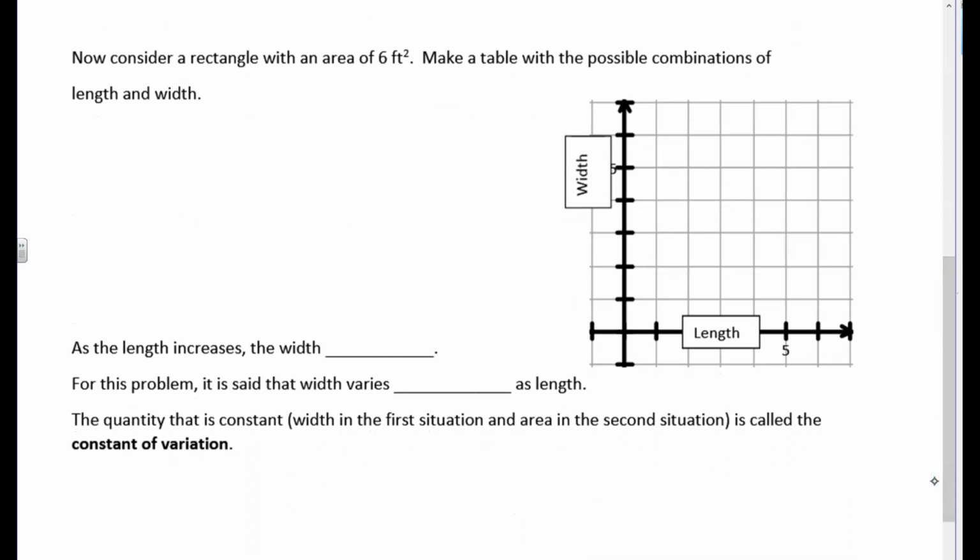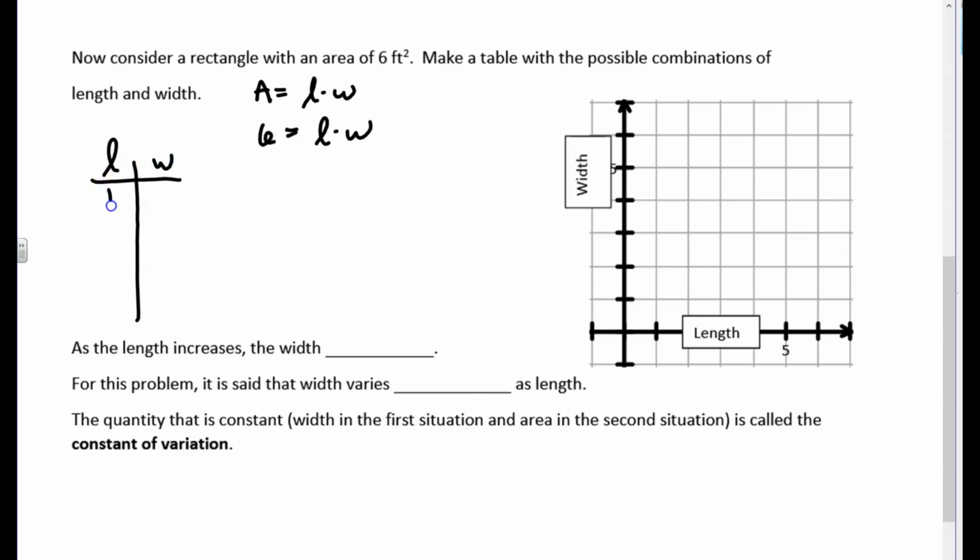Now let's consider a rectangle with an area of 6. And I want to make a table with all of my possible combinations of lengths and widths. So think about that again. Area equals length times width. Well, now 6 equals length times width. So now I want to consider, given what lengths we have, what widths can we output? So basically think about factors of 6.